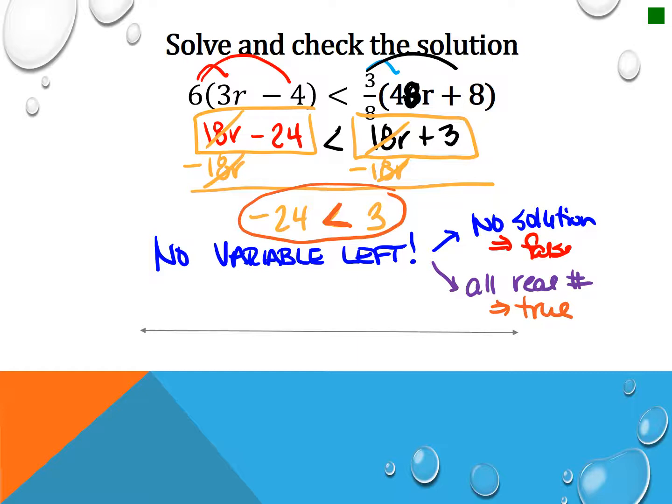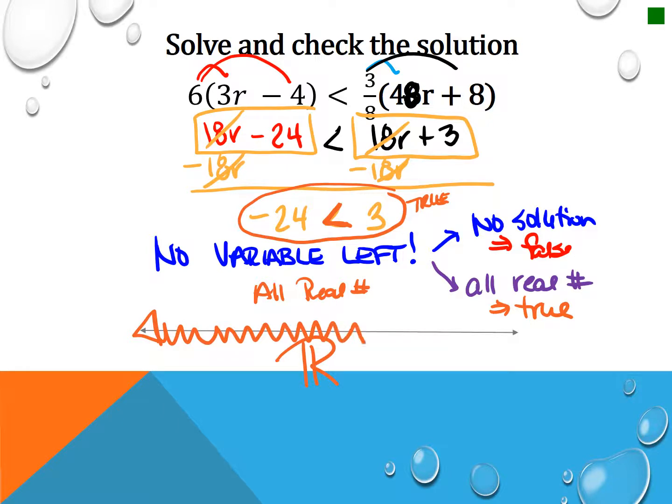So my question to you here is, is negative 24 less than 3? Is negative 24 smaller than 3? The answer is yes. So this is true, which means my solution is all real numbers. Now, we mathematicians are lazy, so we just do those little parallel lines and put an R. That's the symbol for all real numbers. And then we just color the entire number line.